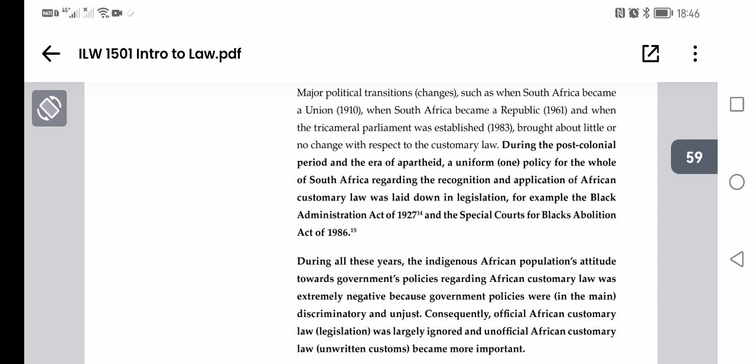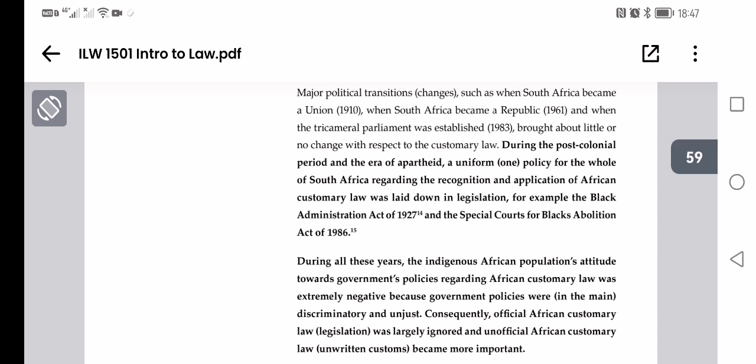Major political transition changes, such as when South Africa became a union in 1910, when South Africa became a republic in 1961, and when the tricameral parliament was established in 1983, brought about little or no change with respect to customary law.